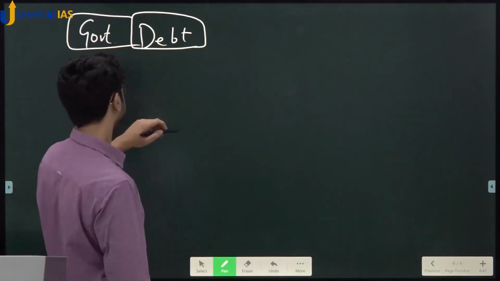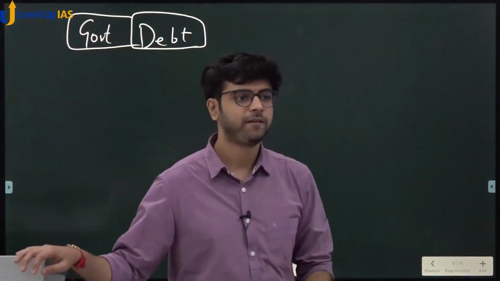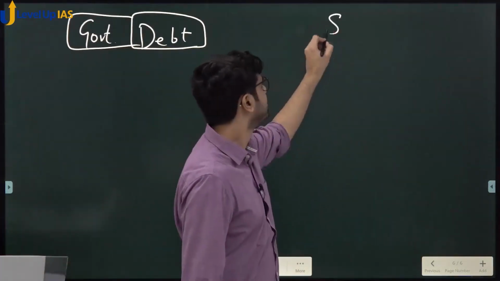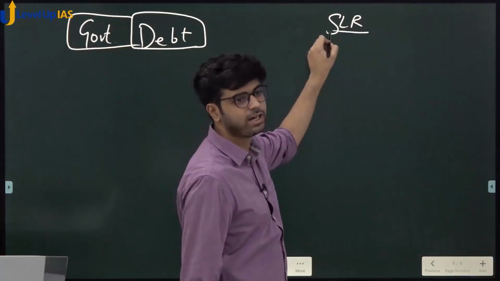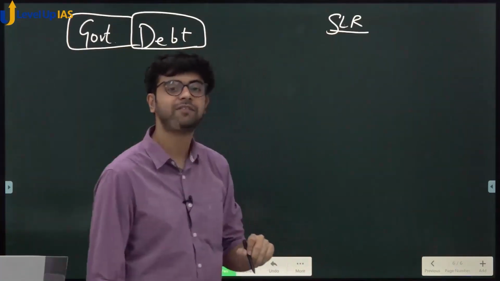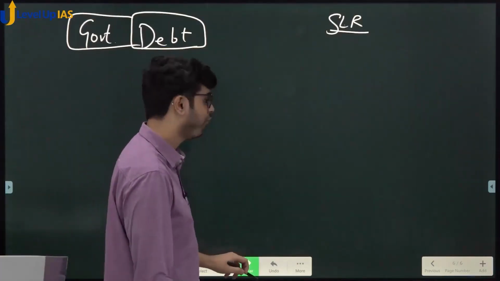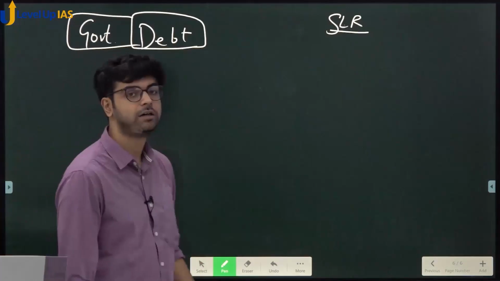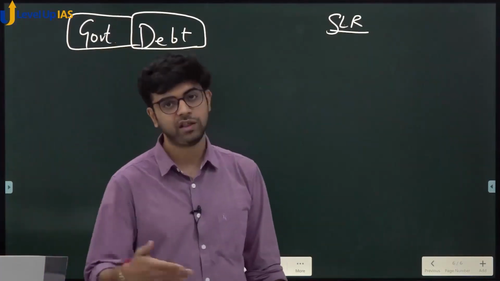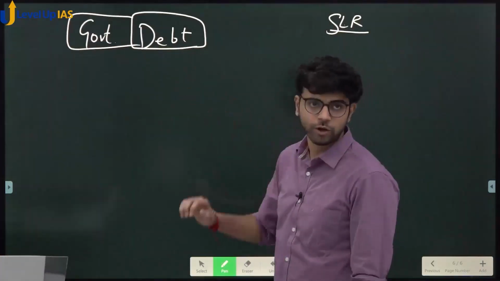Right? Okay. Remind me in the banking chapter, whenever I teach SLR, to talk to you about government debt, because there we'll look at it from the banks' angle, of how banks give debt and how banks fulfill the borrowing requirements of the government. Okay? So now we are talking about government debt.